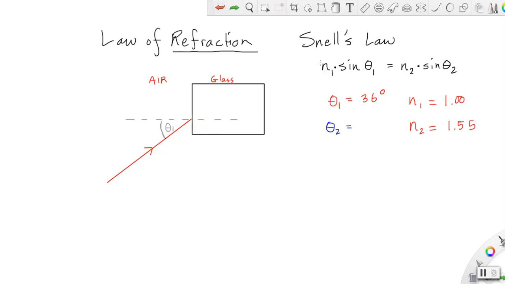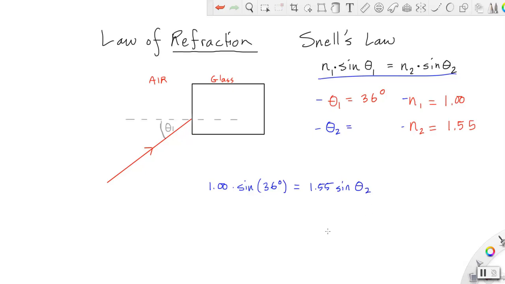Let's calculate that according to Snell's law here. Snell's law dictates that N1, which is 1, times sine theta 1, which is sine of 36 degrees, make sure your calculator is in degree mode. Okay, so that's our first two, and those are going to be equal to the second two: the index of refraction of 1.55 times the sine of angle 2.